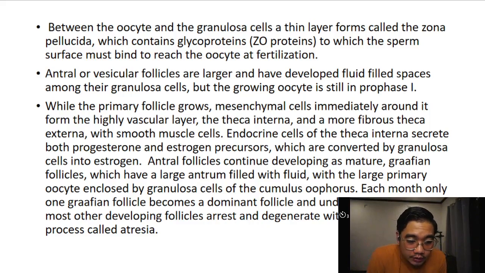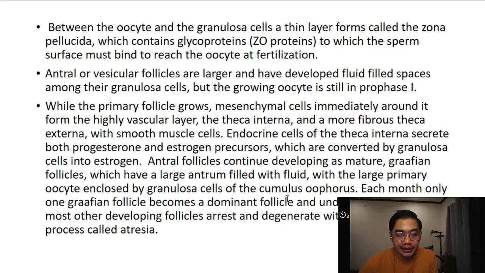Endocrine cells of the theca interna secrete both progesterone and estrogen precursors, which are then converted by the granulosa cells into estrogen, no? Since they are beside each other, the theca interna produces the estrogen precursors, and your granulosa cells convert them to estrogen. We have three types of estrogen. Estradiol is the most common. Estriol is when you're pregnant. Estrone is when you're alone, menopausal already, no? So, 1, 2, 3.